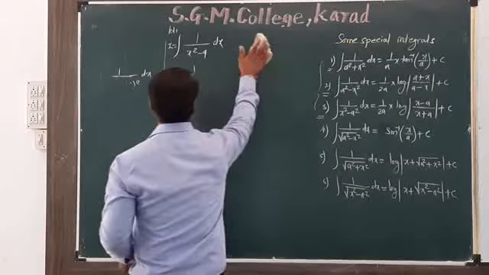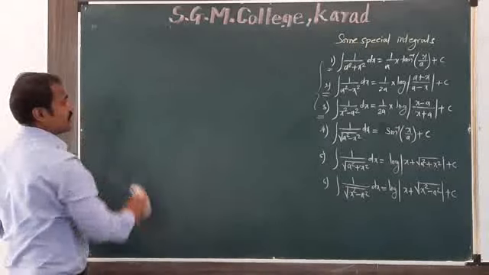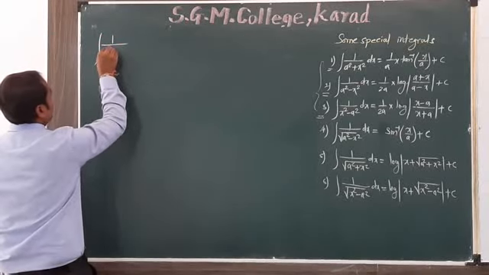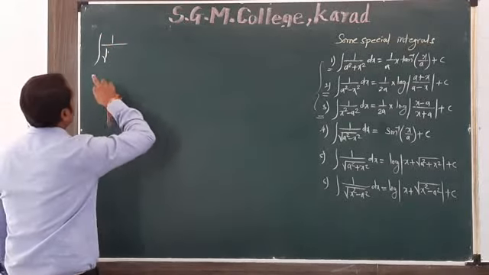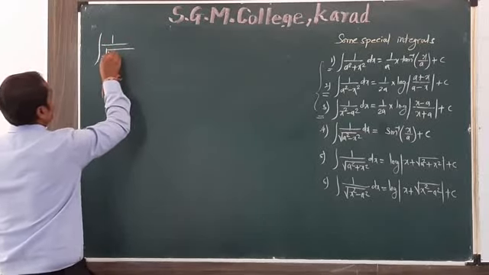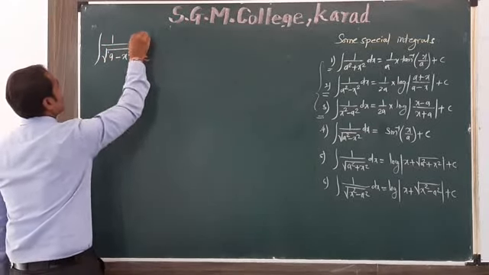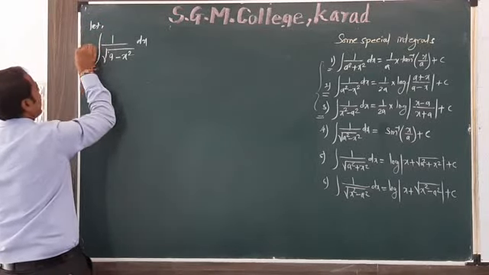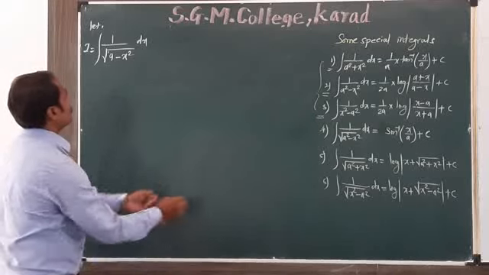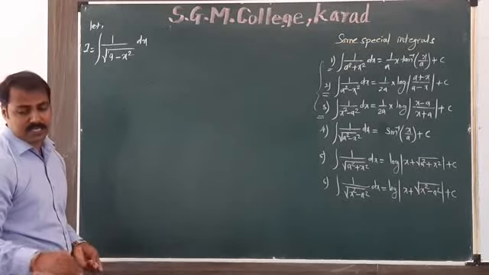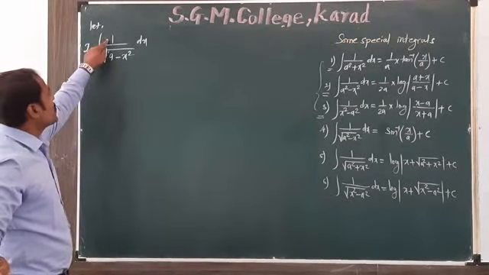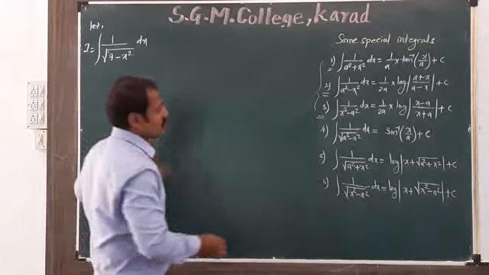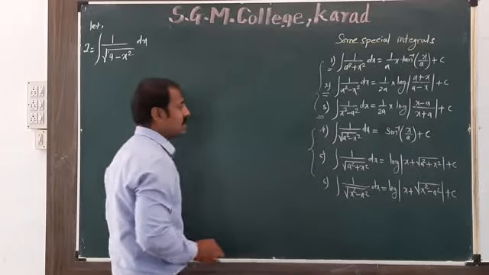Evaluate the integration of 1 upon square root of 9 minus x square dx. First, denote the given integration by I. So let I be equal to the integration of 1 upon square root of 9 minus x square. Here the numerator is 1 and the denominator contains a square root sign, so we use one of the formulas from these.